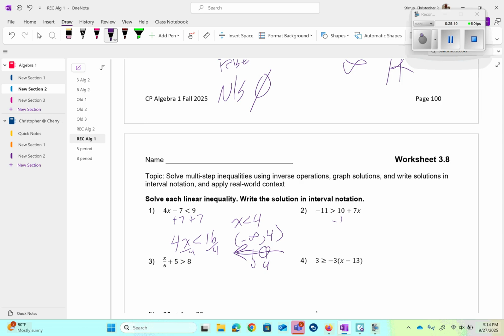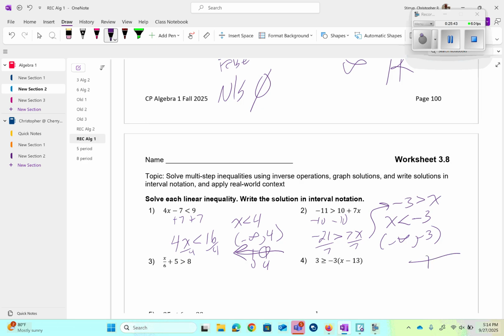Number 2, let's subtract 10 from both sides. So that's going to give me negative 21 is greater than 7x. Divide both sides by 7. So that's going to give me negative 3 is greater than x. Let's flip the whole thing over because that arrow will point the direction we need to go, so that we want values that are smaller than negative 3. So we're going to go from negative infinity to negative 3, soft bracket.